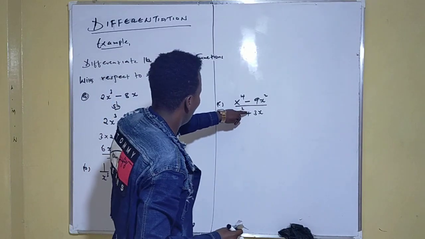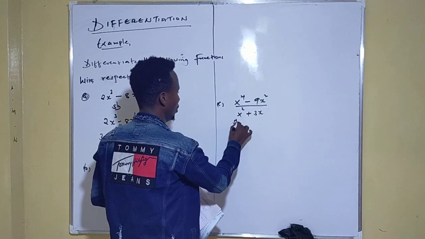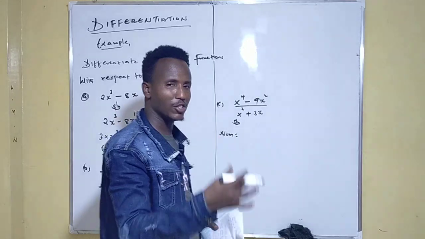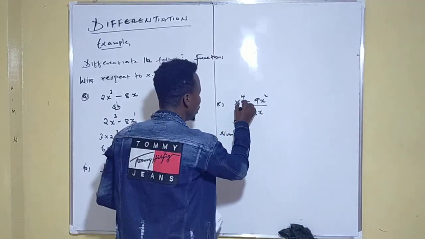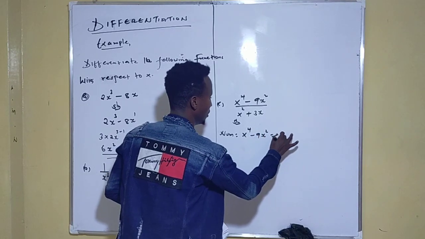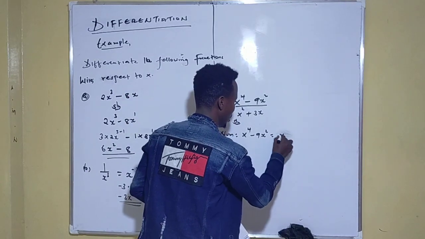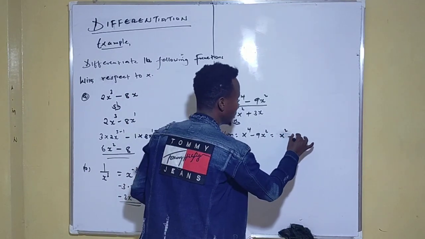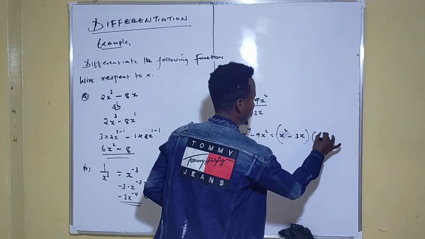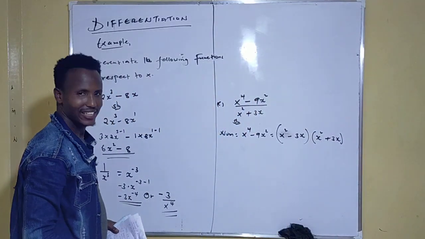Remember, let's try to solve this one. The upper one. Let me take the numerator. Now we can solve by using the difference of two squares. Don't forget that. So x power 4 minus 9x squared can be written as, sorry, x squared minus 3x, close the bracket, into x squared plus 3x. Look at that. The difference of two squares.